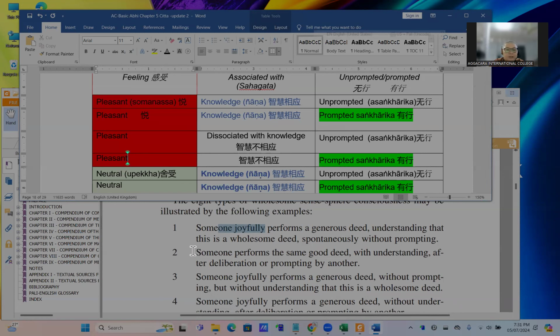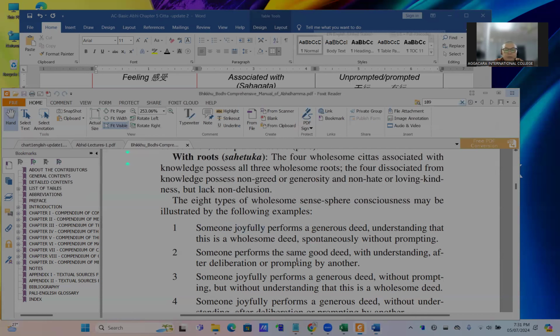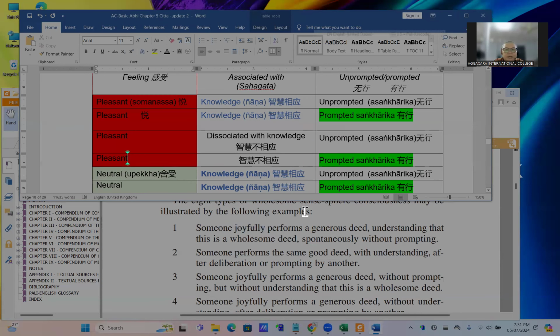So for the second one, someone performs the same good deed with understanding, so it's jnana sampayutta, after deliberation or prompting by another. So it means it's not spontaneous, it will be prompted. Number 2, prompted. The first one is unprompted, the second one is prompted. So the first one is asankharika, the second one is sasankharika. You just remember asankharika, sasankharika, or unprompted, prompted.